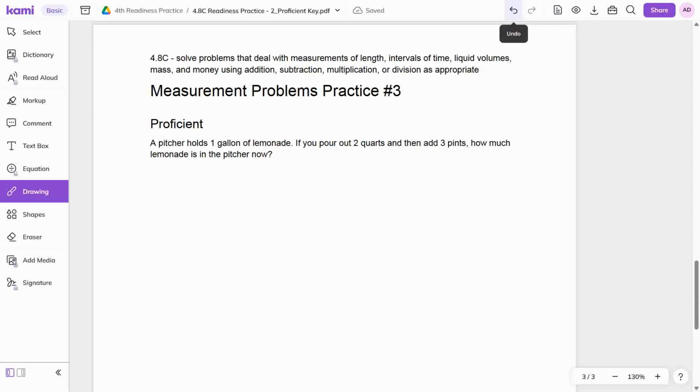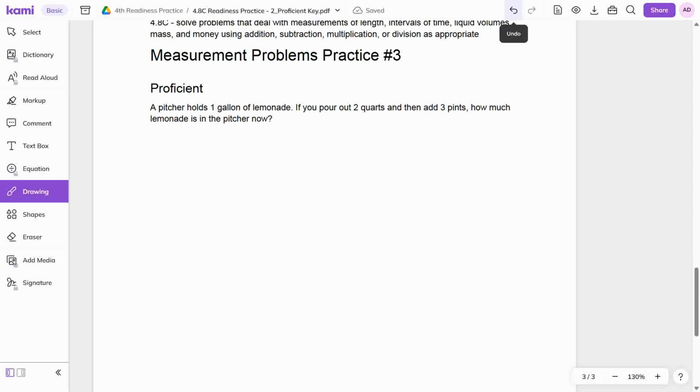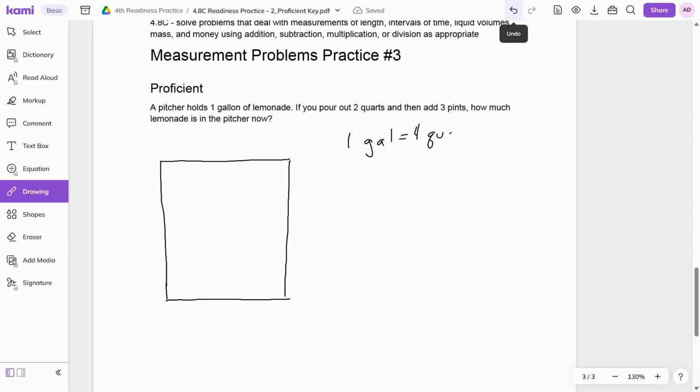For our third problem, we've got a gallon of lemonade. We're pouring out a certain amount and then pouring in or adding a certain amount. Okay, so let's take a look at our gallon. So I'm going to envision our gallon as just a big square, because I'm going to break it up into smaller pieces, okay? So 1 gallon, and this is on our mathematics chart if we need this for the STAAR test, equals 4 quarts. That quart means fourth, right? So 4 quarters make $1, 4 quarts make a gallon. So you can keep those two in mind.